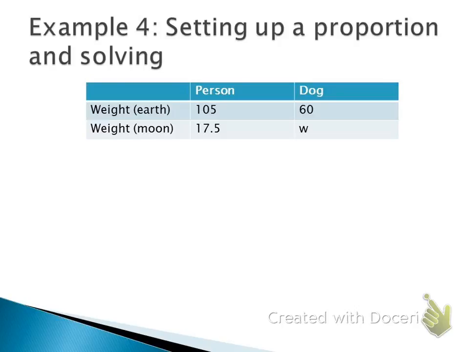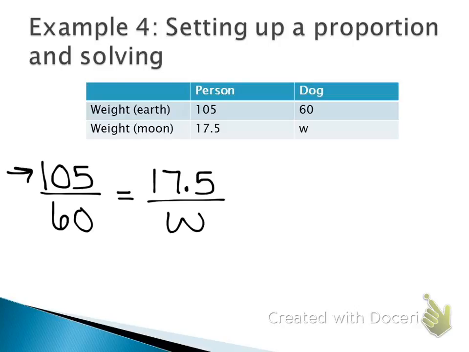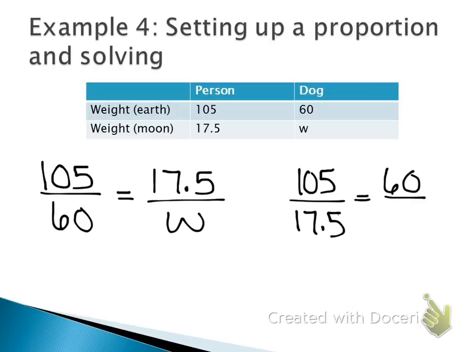Javion? The person's weight on Earth over the dog's weight on Earth, and then I put equals the person's weight on the moon over W. Very good. He did person on Earth over dog on Earth equals person on moon over dog on moon. That's perfectly fine. What's another way you set it up? Kaya? Very good. Person on Earth over person on the moon equals dog on Earth over dog on the moon. That's probably the way that I would have set it up. There's one other way you could have set it up. Anybody do that way? It's probably one of those two ways.